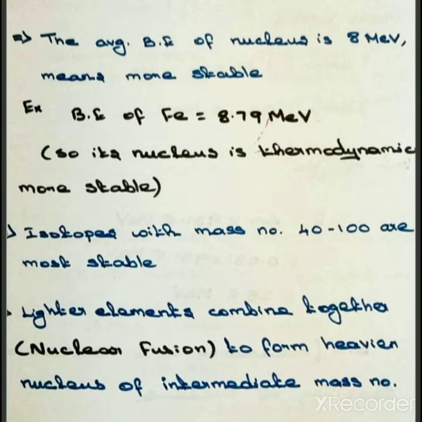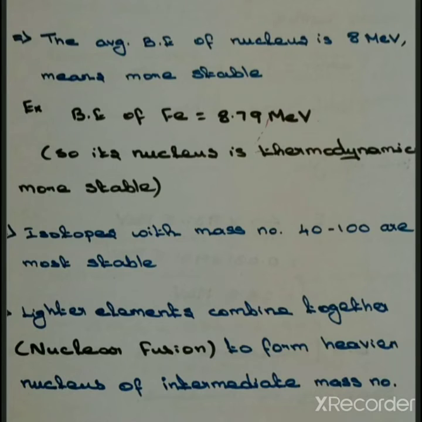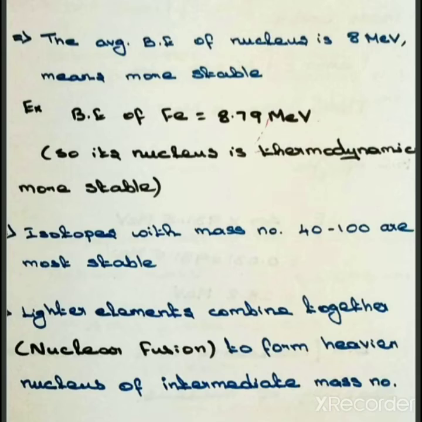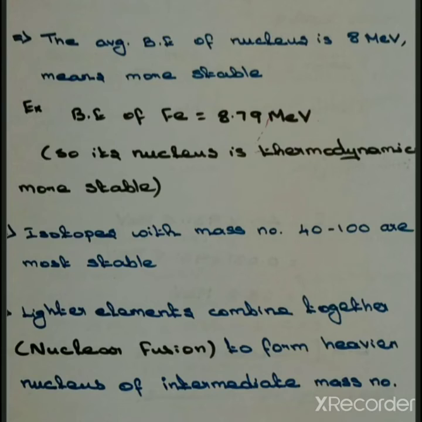That means when the lighter elements combine together to form a heavier nucleus, that is called nuclear fusion. And when the heavy element splits into lighter elements and forms intermediate mass number, that process is called nuclear fission. So through these two processes also the isotopes can attain the stability.